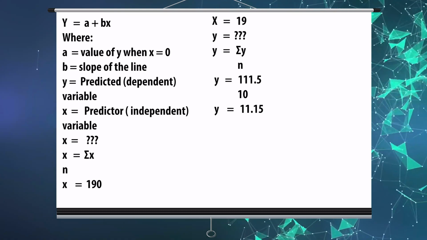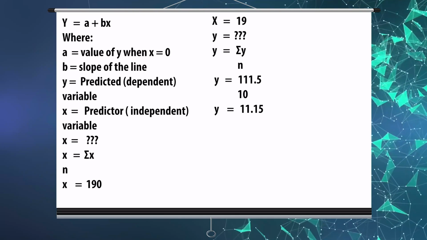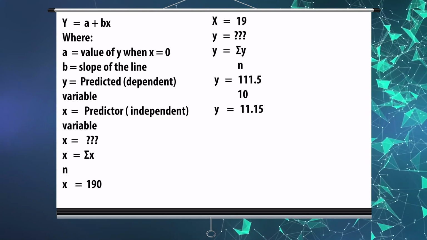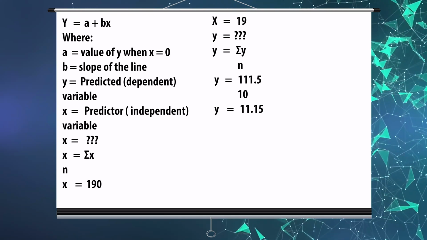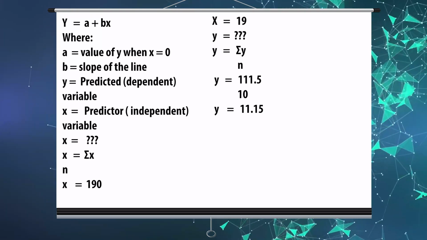Next step is we are going to look for the value of y. y-bar is equal to the summation of y over n. Substituting the values, 111.5 divided by 10 gives us the value of y-bar to be 11.15.